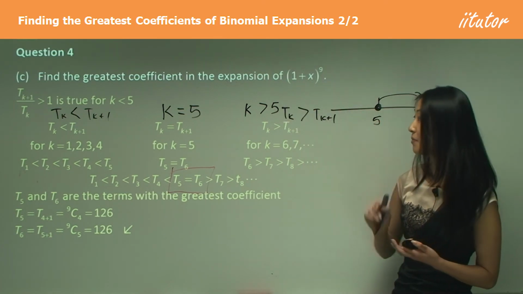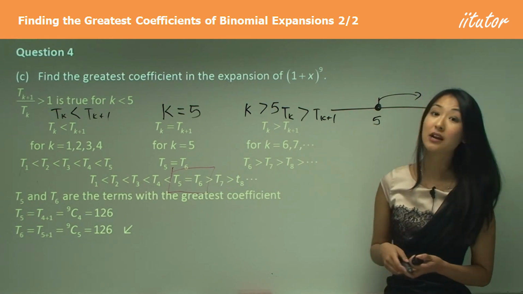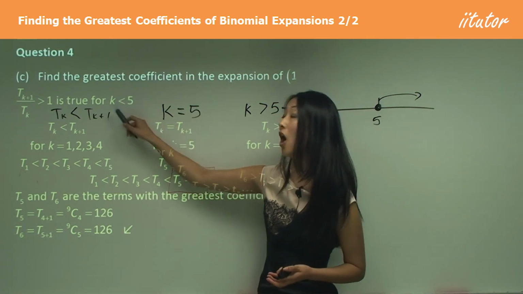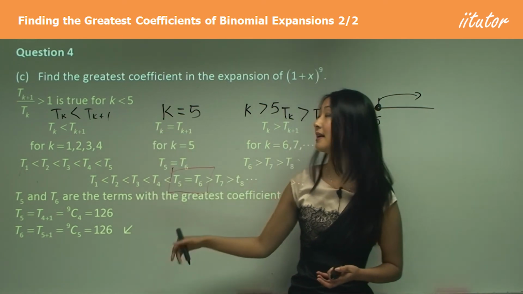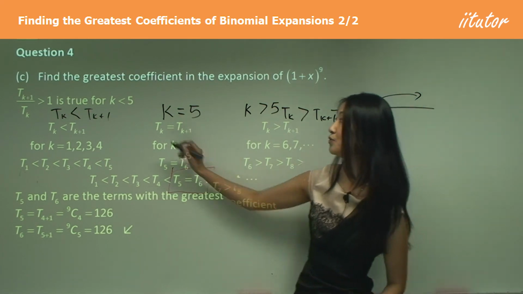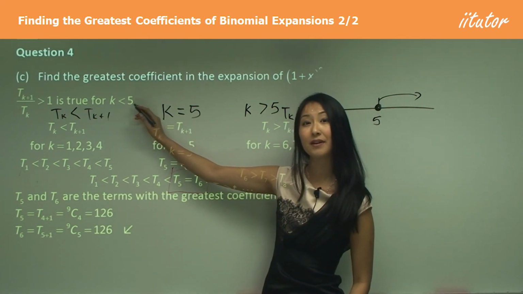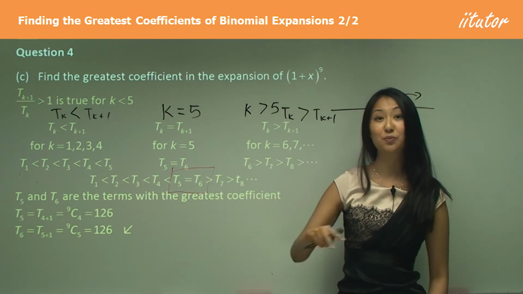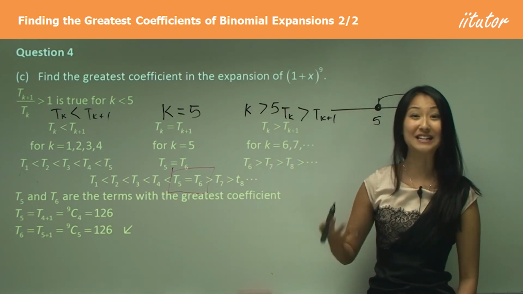So the main point I want you to take away from this question is that when you have k is less than or greater than a whole number like that, there's an additional scenario you need to consider, and that's when k equals to that whole number there, all right? And then you're going to have two coefficients which are both the largest or greatest coefficient.